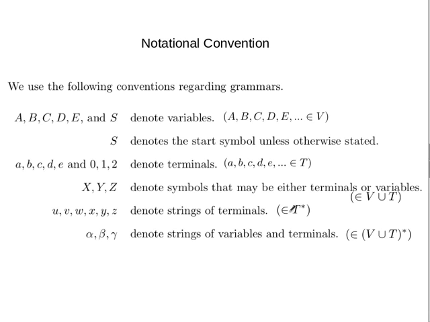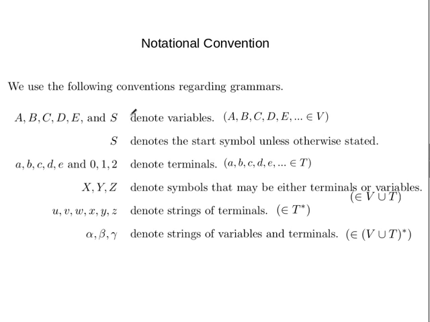So first of all, throughout the discussions of context-free languages, in fact, even in context-sensitive languages, we will follow certain notational conventions. We already had some notational convention for regular languages. So we use U, V, W, X, Y, Z to mean strings, right? And we use a, b, c, d, or 0, 1, 2 to mean symbols.